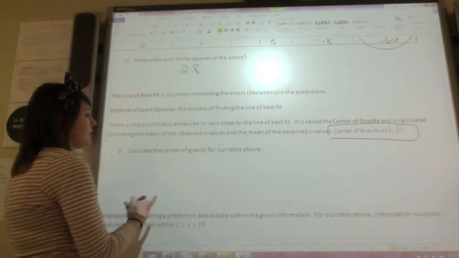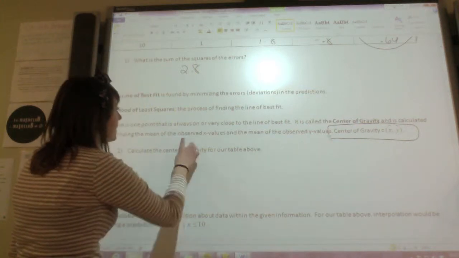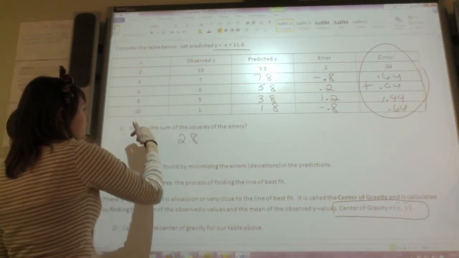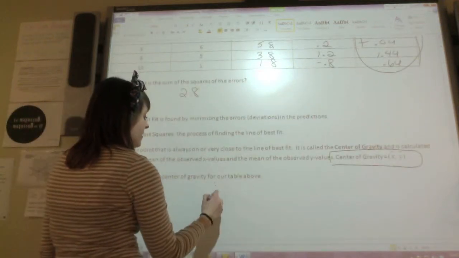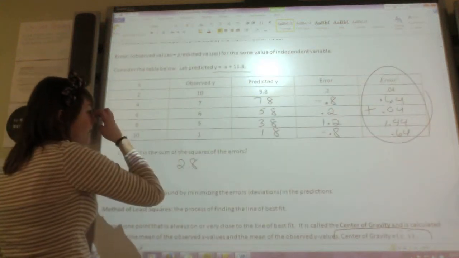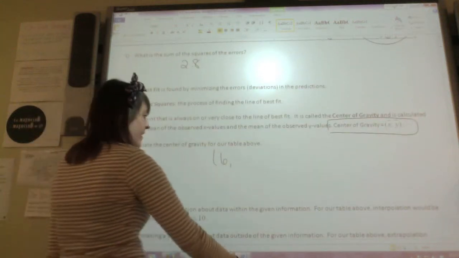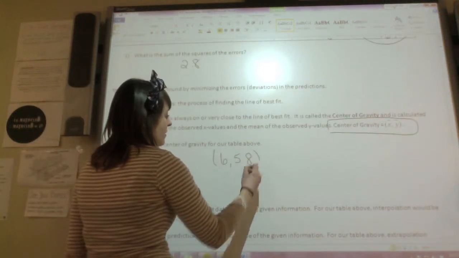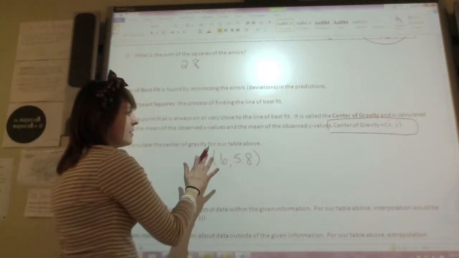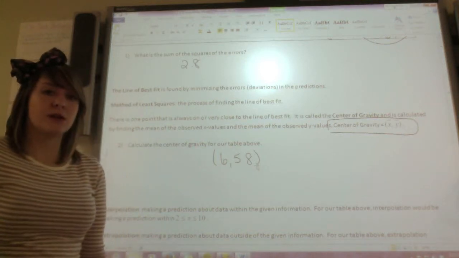So let's calculate the center of gravity for our table above. I'm going to add all these x values together, and since there's 5 of them, I'm going to divide by 5, and when I do that, I get 6. Then I'm going to do the same thing for my observed y values: add all these together and divide by 5, and I get 5.8. So that means this point, our center of gravity, is going to be either on or really, really close to our line of best fit.